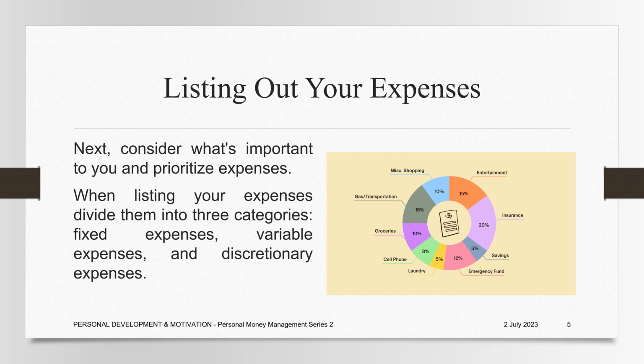Next, consider what's important to you and prioritize expenses. When listing your expenses, divide them into 3 categories: fixed expenses, variable expenses, and discretionary expenses.